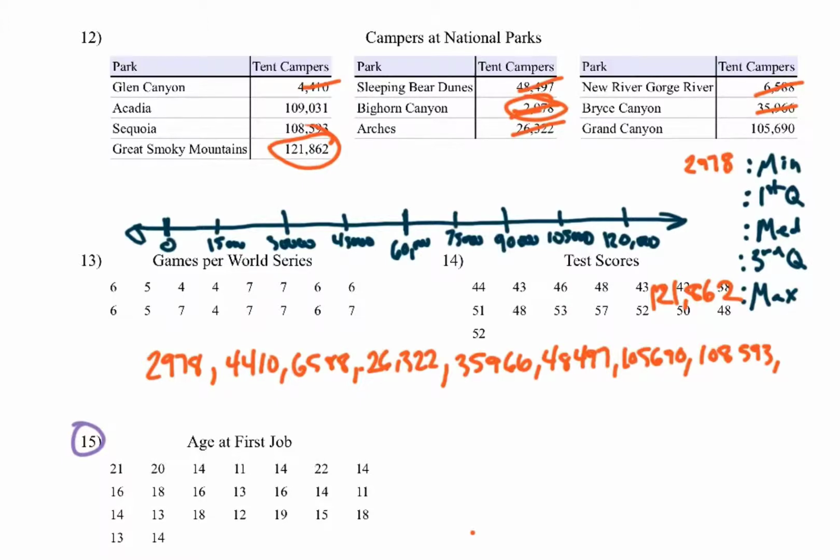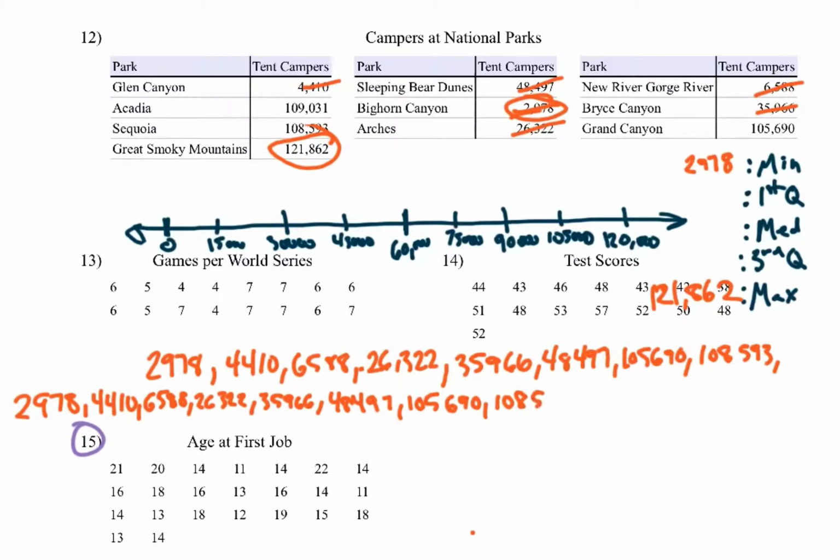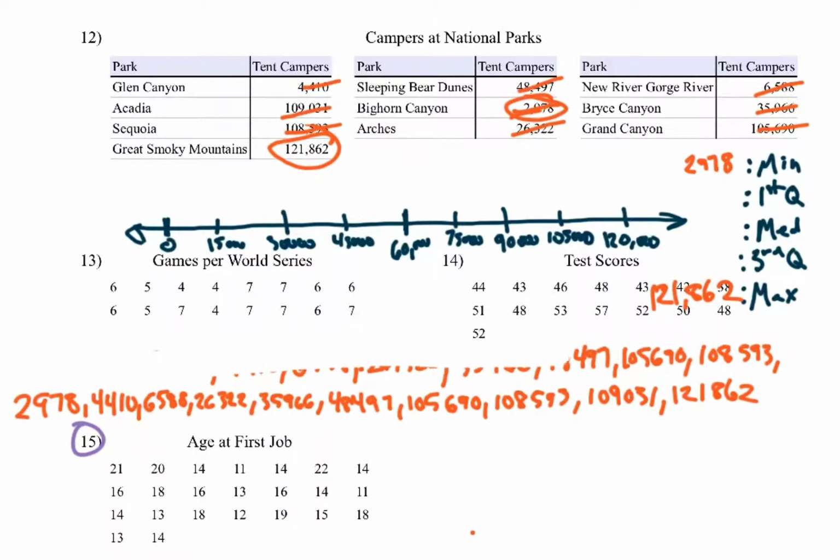Let's actually do that. I like to keep them on the same row if possible. Okay, then 109,031. And finally that highest, 121,862. Okay, erase the top there.